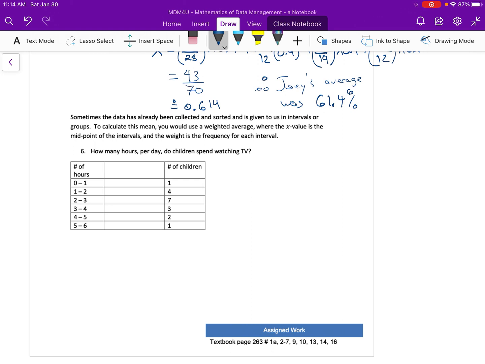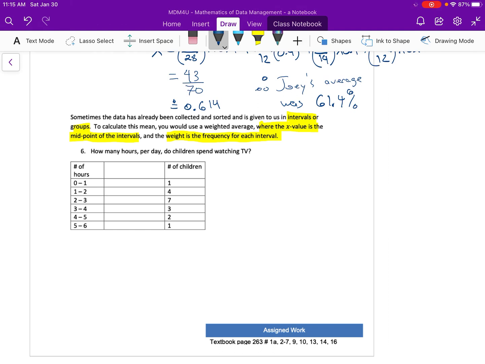And then there's another situation here where we've already got data. So this would be secondary data, it's not raw data, it's been collected and sorted. And so you've got intervals or groups. To calculate the mean, you would need to use a weighted average where the x value is the midpoint of the intervals and the weight is the frequency. And this kind of makes sense logically. It probably makes more sense logically than that description.